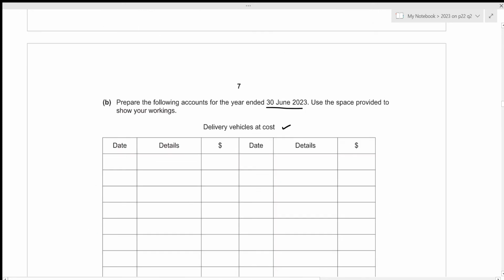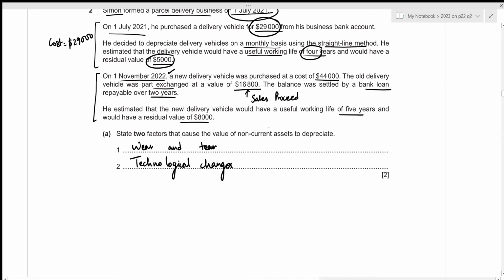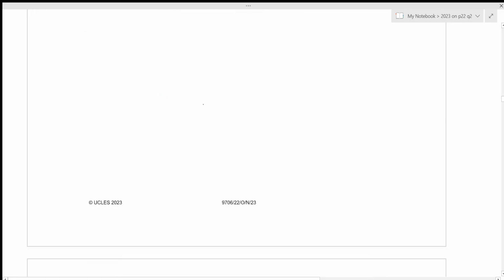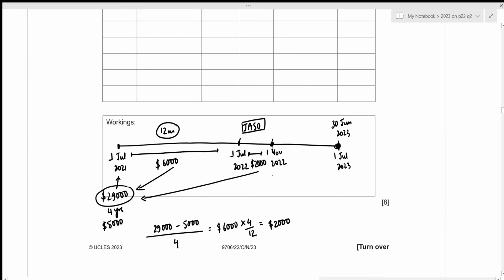Now, for the new vehicle, we had our cost to be $44,000. This has a useful life of 5 years and the residual value of 8,000. So we have 44,000, useful life of 5 years, residual value of 8,000.